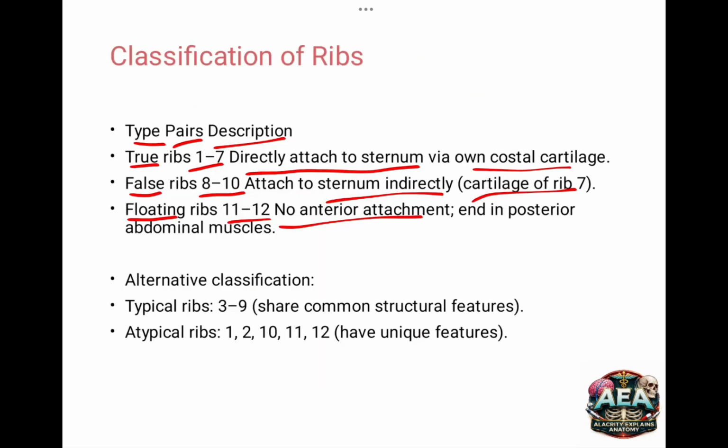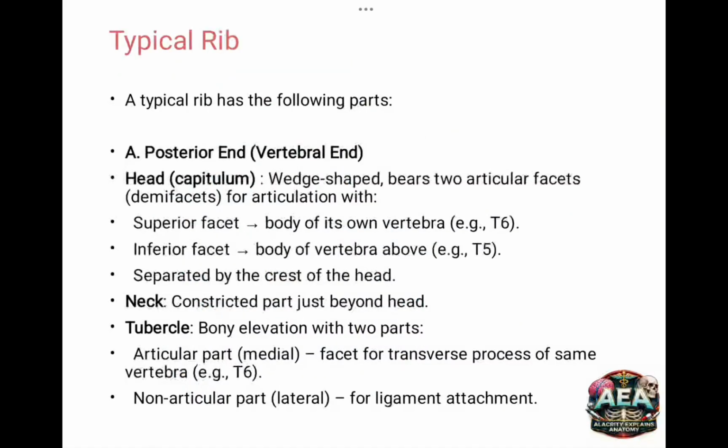There's another alternative classification of ribs, where we have the typical ribs, which is rib 3 to 9, and we have the atypical ribs, which is rib 1, rib 2, rib 10, rib 11, and rib 12. Now, why do we call them typical ribs? They share common structural features. Anything you see on this one, you find it on the next one. That means rib 3, 4, 5, 6, 7, 8, 9 have common structural features. While for atypical ribs, we have rib 1, 2, 10, 11, 12, which have unique features. You can find one in this and not find one in the other.